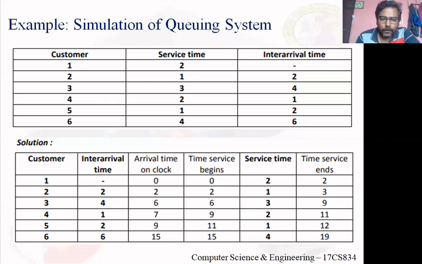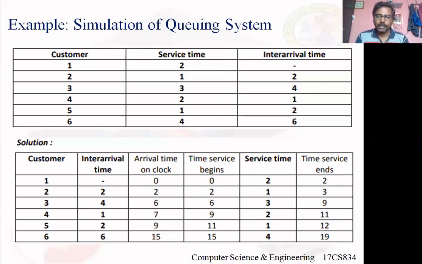If I had included a waiting time column, the first 3 entries would have been 0, because those customers were not made to wait; as soon as they arrived, their service began. But the fourth customer arrived at time 7, and service begins at 9. So the waiting time is 9 minus 7, 2. The fifth customer's waiting time is 11 minus 9, that is 2, because he arrived at 9 and was delayed till 11. So 2 customers, fourth and fifth, have been made to wait in a queue.